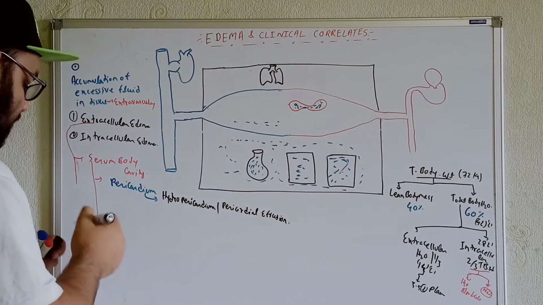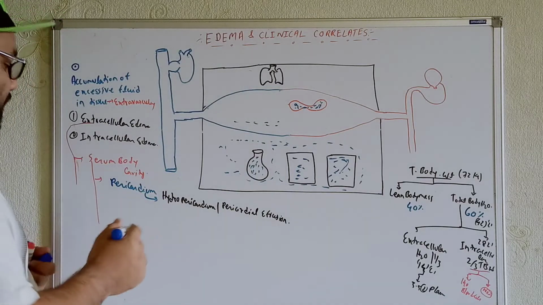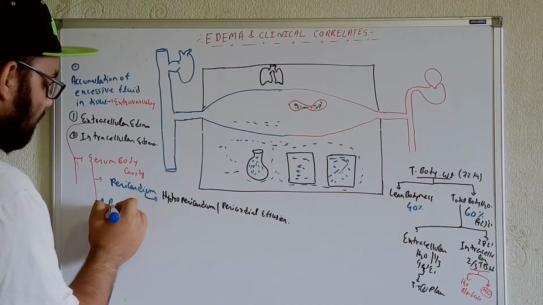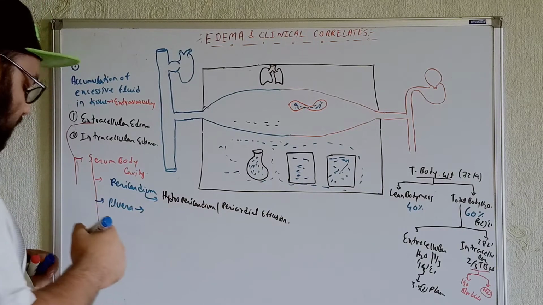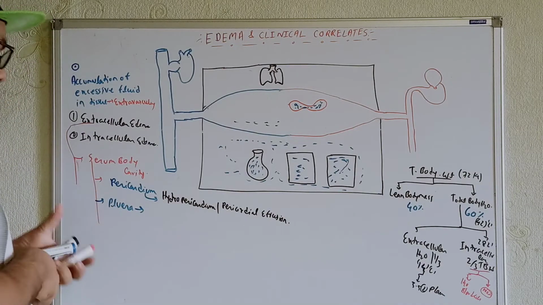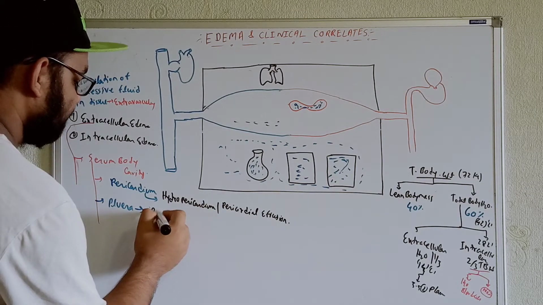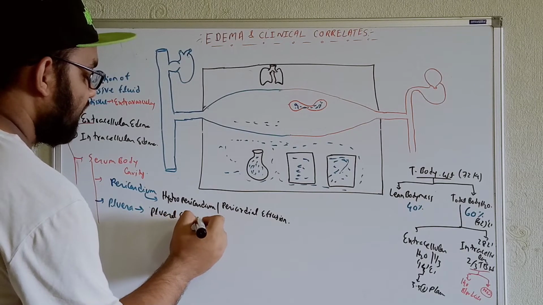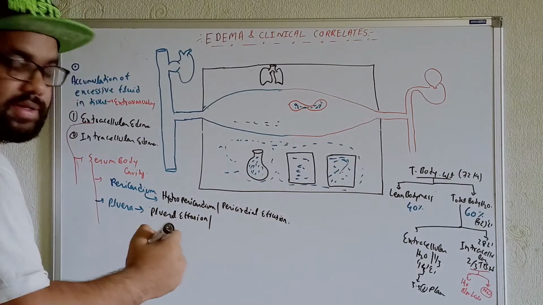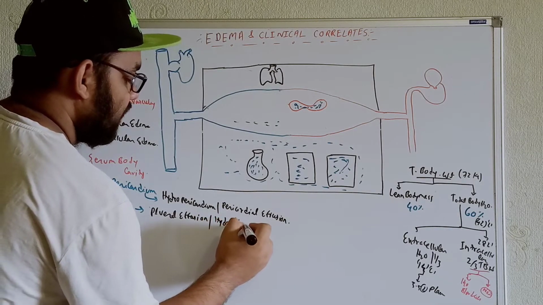Okay. Now we can also get accumulations of fluid within another serous body cavity, for example the pleura. Whenever we get pleural fluid accumulations, this is known as pleural effusion. Another name for it is hydrothorax.